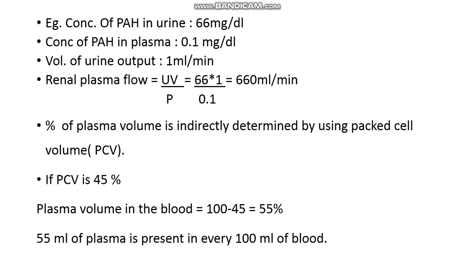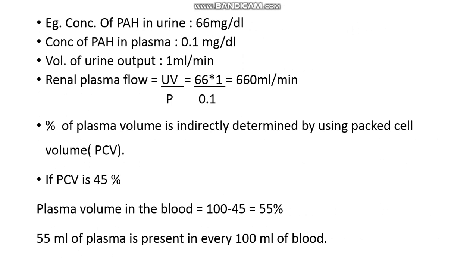U means concentration of PAH in the urine, which is 66 milligram here. V is the volume of urine output, so here it is 1 ml per minute, and P is the concentration of PAH in the plasma, which is 0.1 milligram per dl in this example. So UV divided by P is equal to 66 into 1 divided by 0.1, which is equal to 660 ml per minute. In this way we can calculate the renal plasma flow.